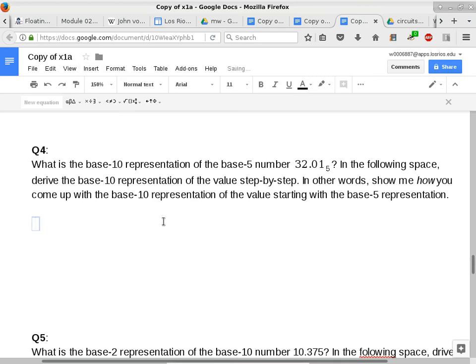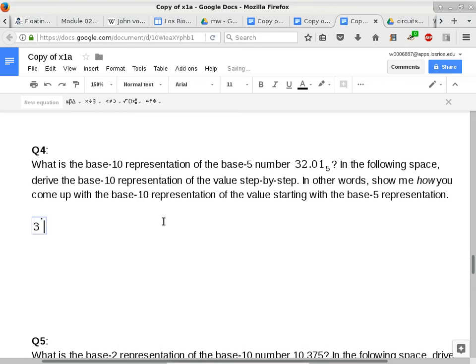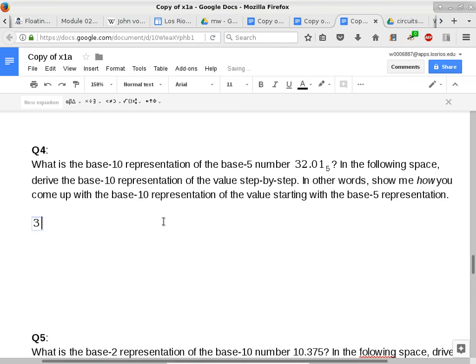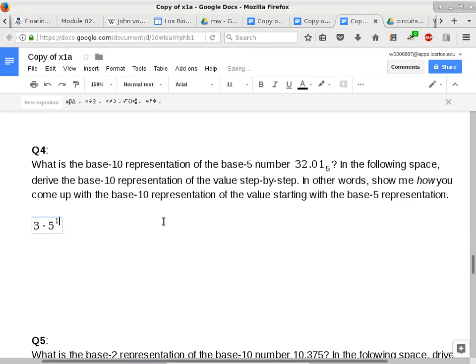So what I'm looking for is, you just have to tell me what is the 3 representing. 3 of what? So the 3 is multiplied to 5 to the power of what? 1. And then we have to add 2 times 5 to the power of what? 0.